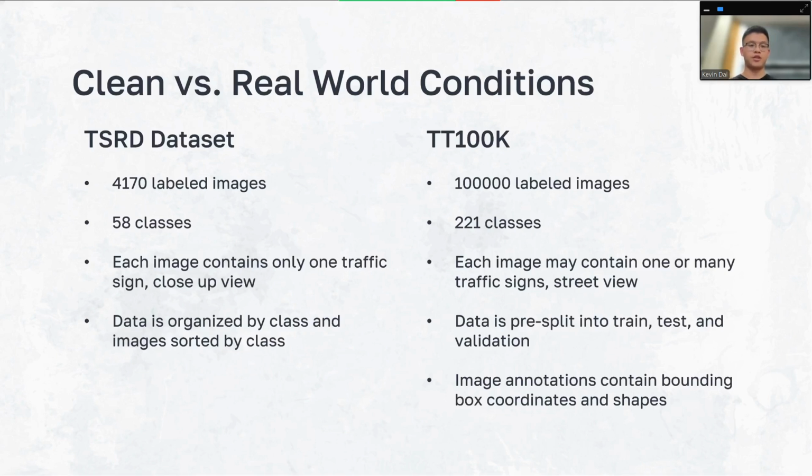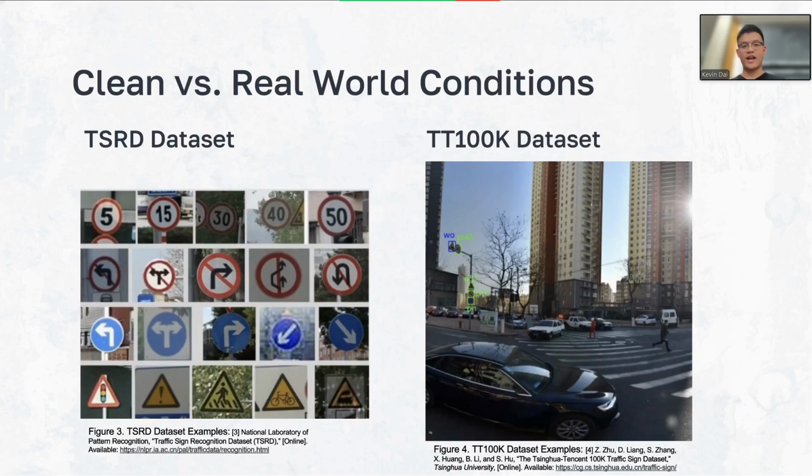The data is also pre-split into training, testing, and validation, and the image annotations contain bounding box coordinates and shapes. As you can see here, although the TSRD dataset only contains one traffic sign per image, there's also varying lighting, shadows, and obstacles, making it perfect for training the early stage models. However, for our final model, we will only be using the TT100K dataset, as it contains more obstacles, distractions, and need for localization, thereby simulating more complex real-world driving scenarios.